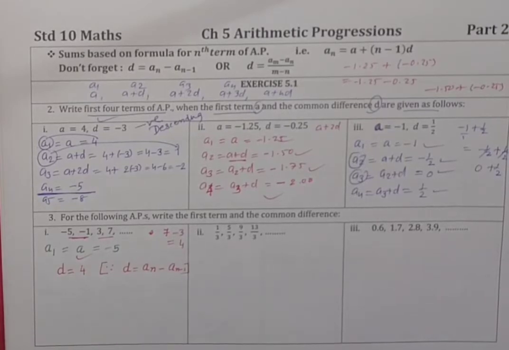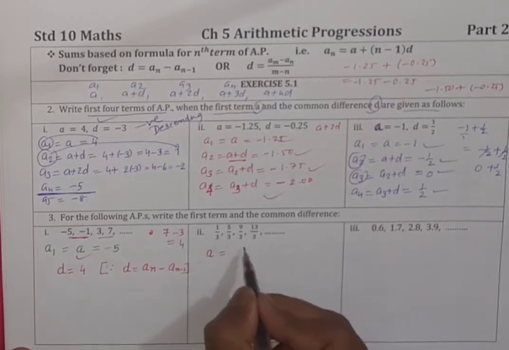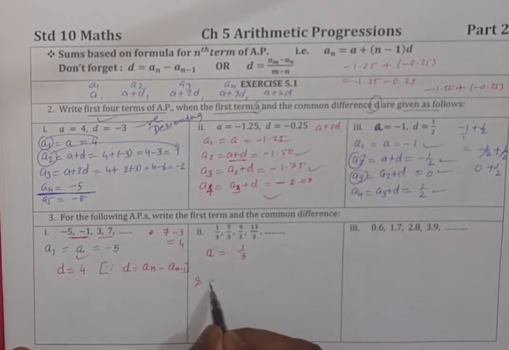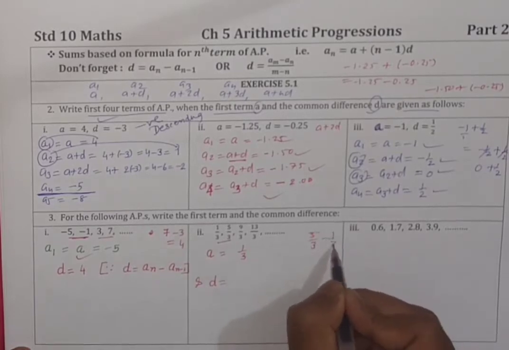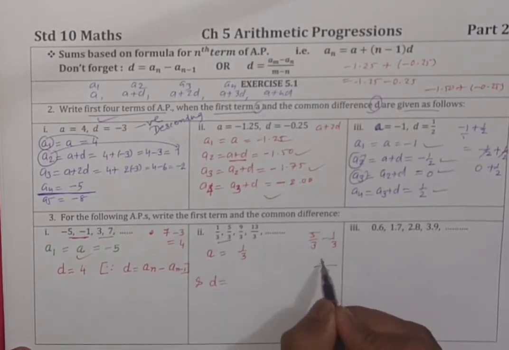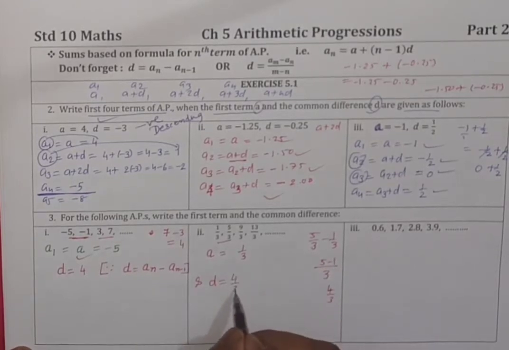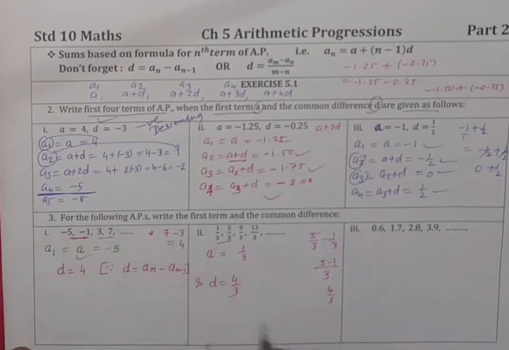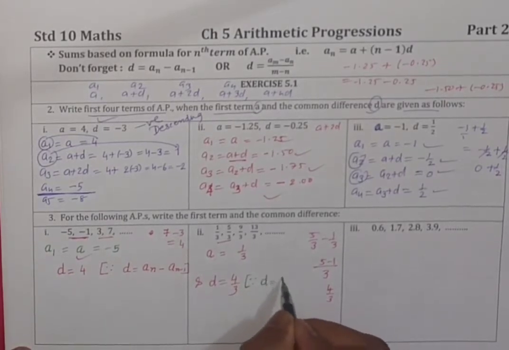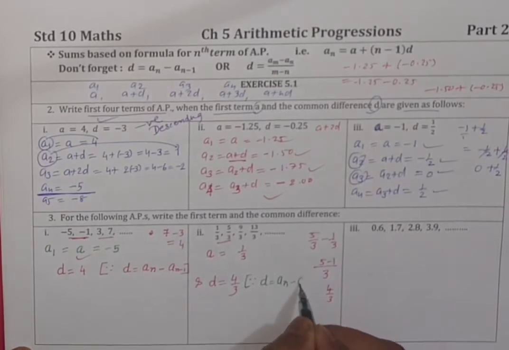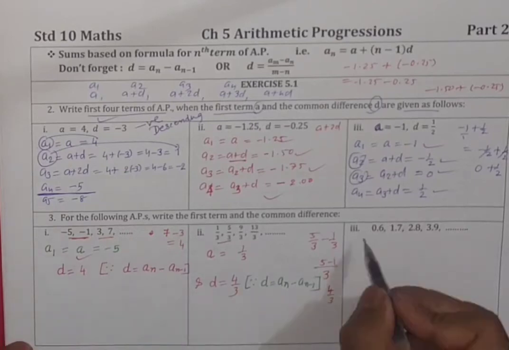minus 1. That's it. Okay, second one, what is the first term A? That is 1/3 and common difference D, we take these two, 5/3 minus 1/3, like denominator 5 minus 1 and that is 4/3. So that is 4/3, and since you all are writing directly, don't forget, because D is equal to An minus 1. Clear children? Next one.